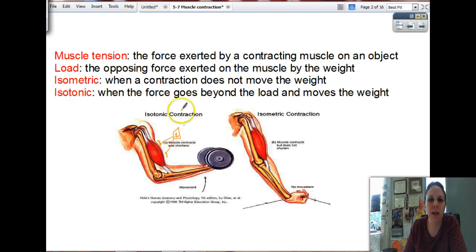The load is the opposing force exerted on the muscle by the weight. So gravity is causing this guy to pull downwards, and so your muscle is trying to pull upwards. My lights just went out again because it thinks I'm not here, so sorry if you can't see my face very well. So the load is what the weights are doing, pulling and opposing against your muscle, and your muscle is trying to pull upwards opposite the load.